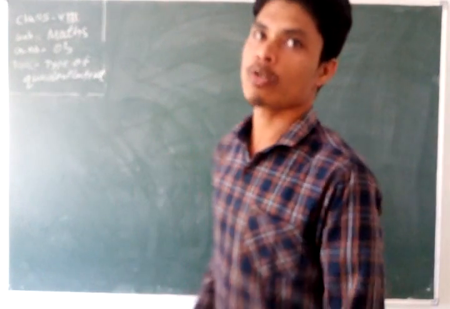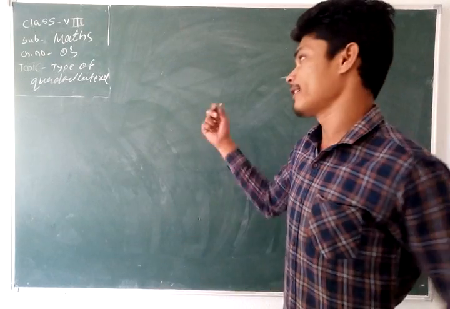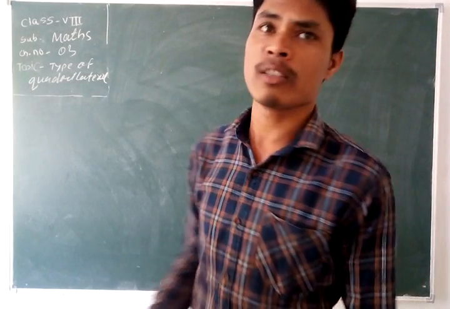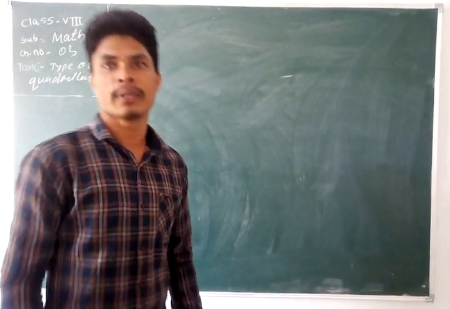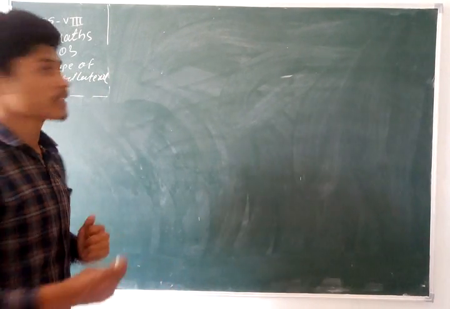Last class we discussed the geometrical shapes. Now we discuss the types of quadrilaterals. Then you know what a quadrilateral is. Quadrilateral means what? The figures which have four sides. How many sides? Four sides. Now we will learn about the types of quadrilaterals.